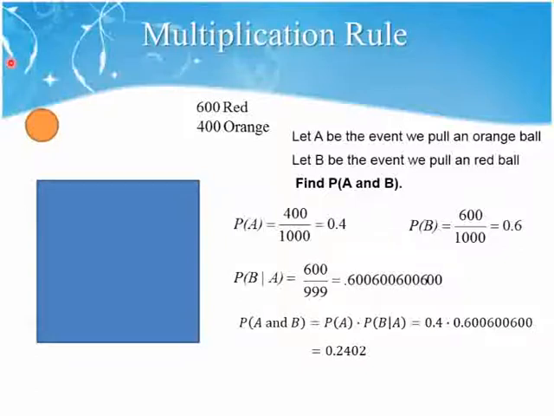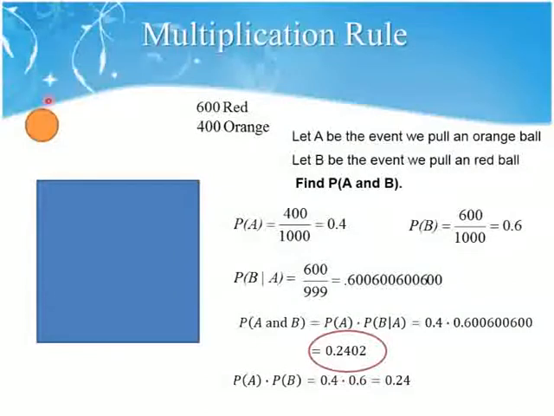Suppose we instead made a mistake and just multiplied the probability of A times the probability of B. We instead get 0.4 times 0.6, which is 0.24. Now compare the two answers, the mistaken answer, which is 0.24, and the actual answer, which is 0.2402. There's a 2/10,000ths difference between these two numbers, which in statistics is fairly insignificant.